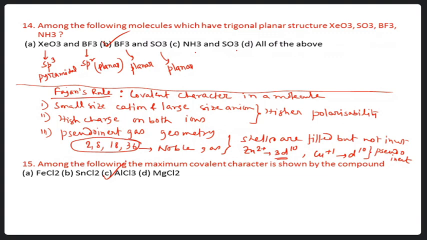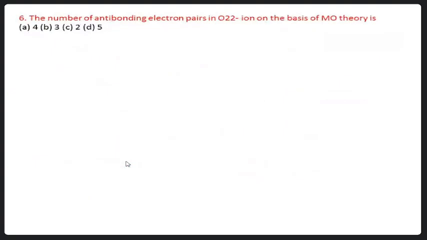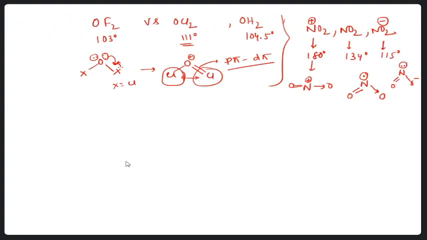Now I will discuss a little bit about molecular orbital theory. We know that atomic orbitals combine together to form molecular orbitals. This we know, that 2 AO minimum combine together to form 2 MO. One is bonding MO, another one is anti-bonding MO.